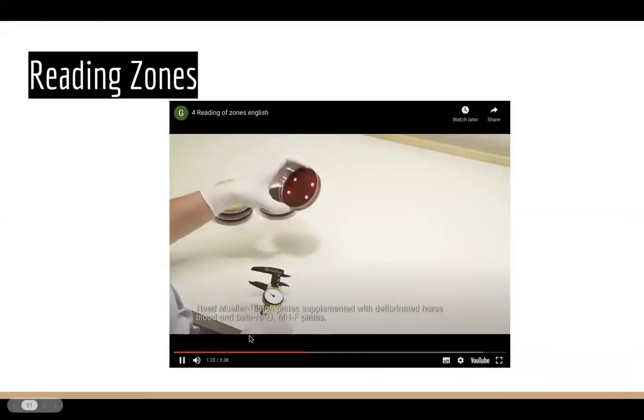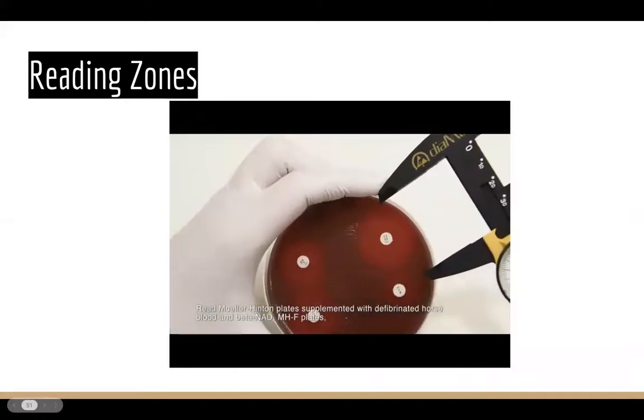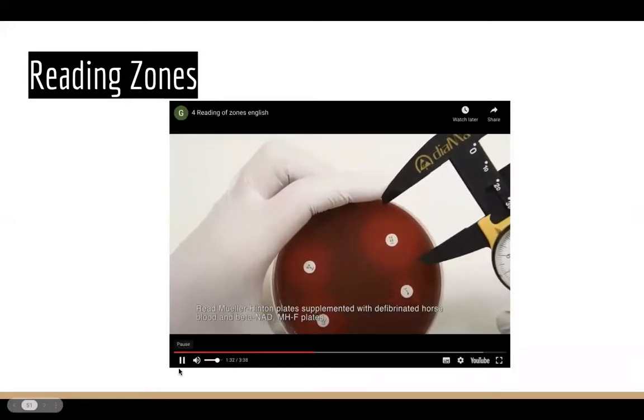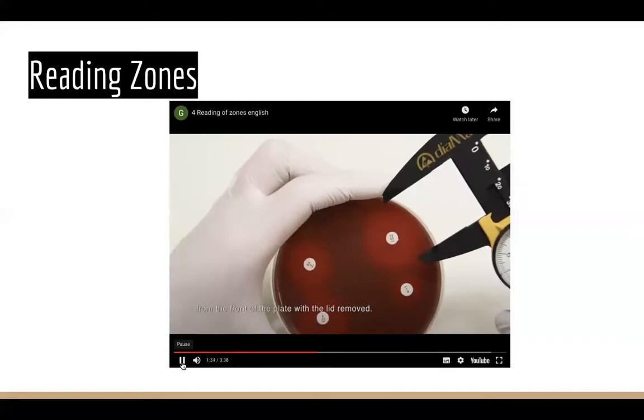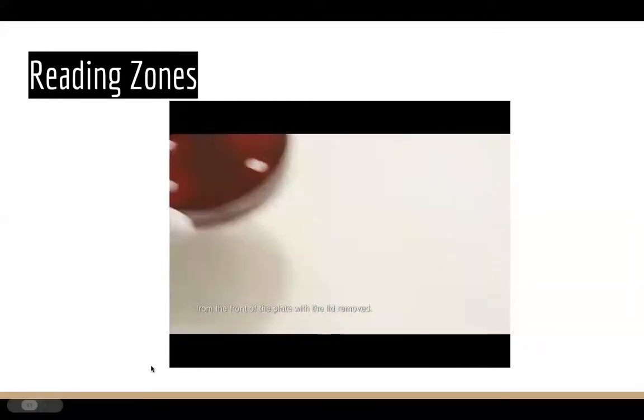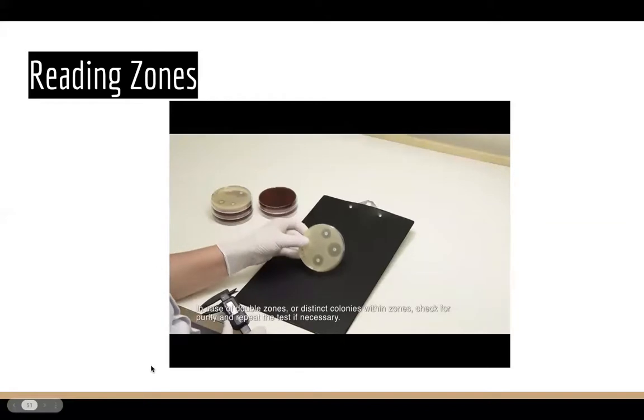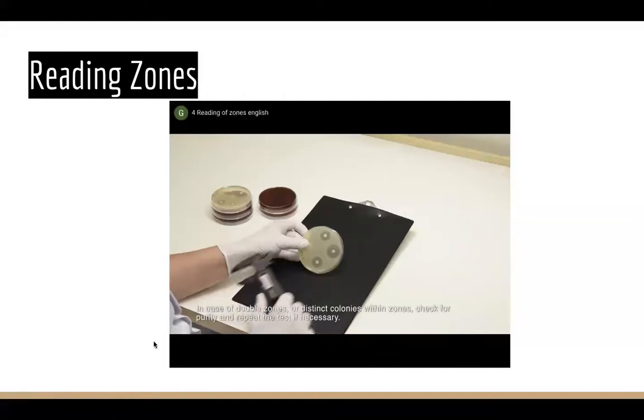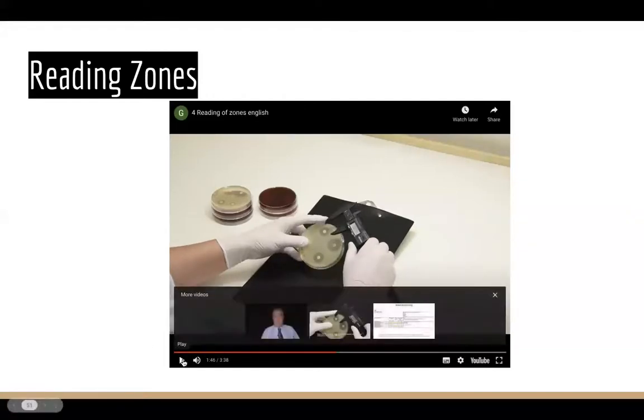Read Muir-Hinton plates supplemented with defibrinated horse blood and beta-NAD, so-called MHF plates, from the front of the plate with the lid removed. In case of double zones or distinct colonies within zones, check for purity and repeat the test if necessary. So we're going to talk about this in a second, but with colonies that are within zones, if it isn't a pure sample, then that's probably good. That's actually a good sign, honestly.